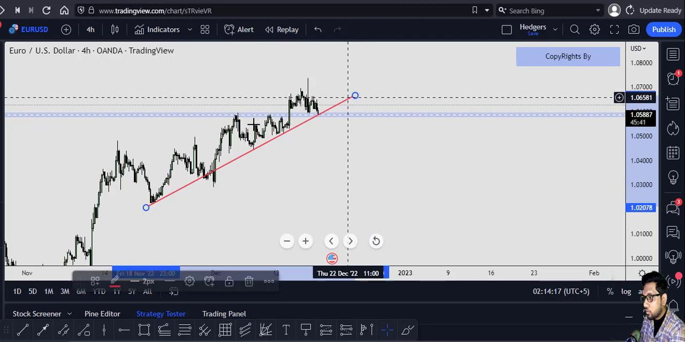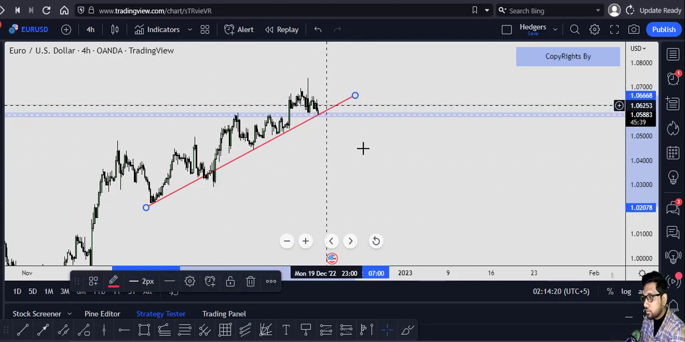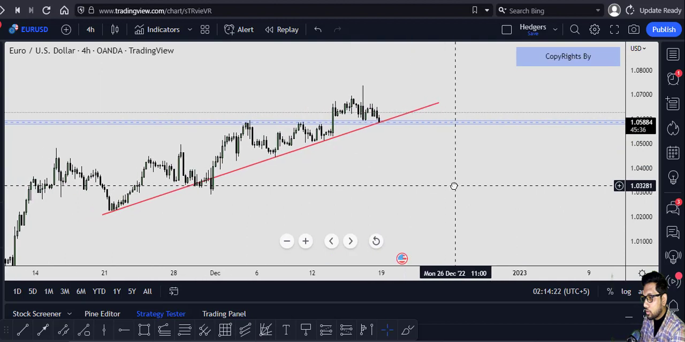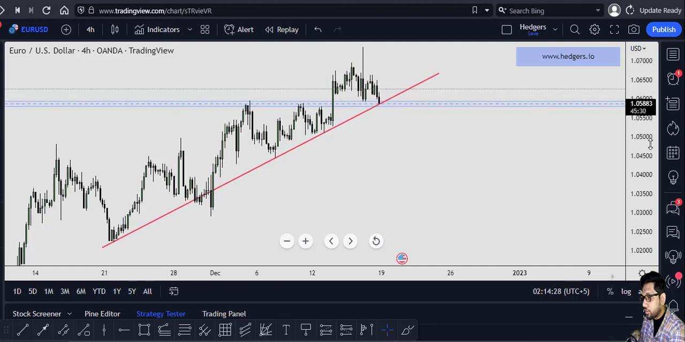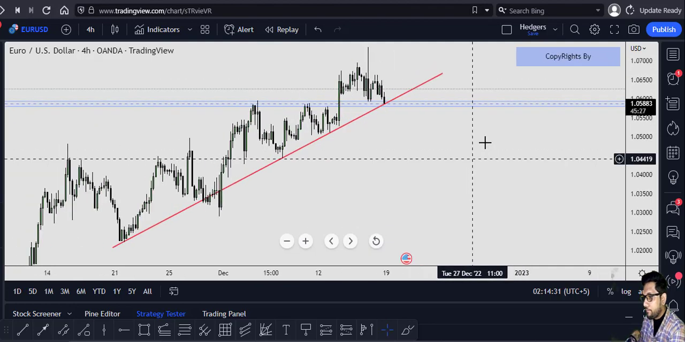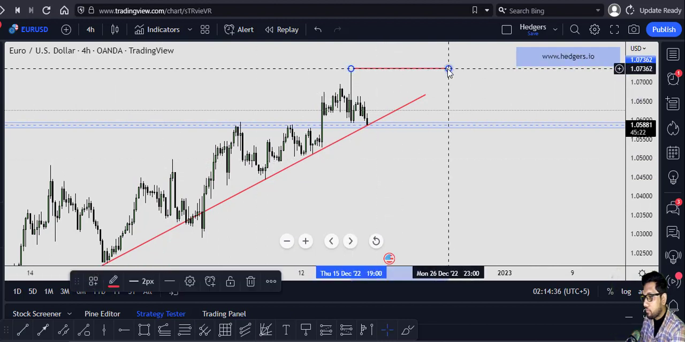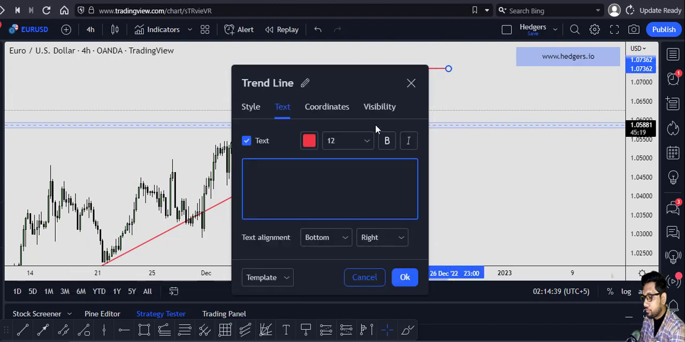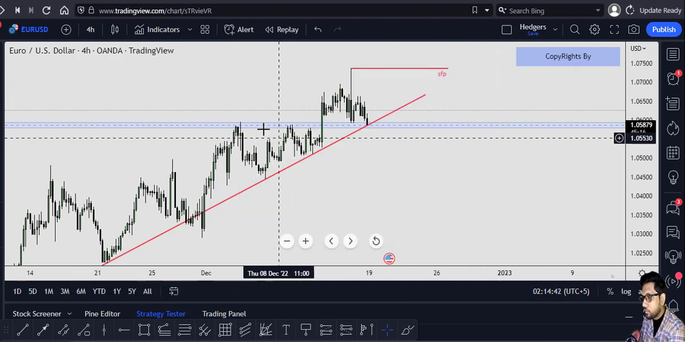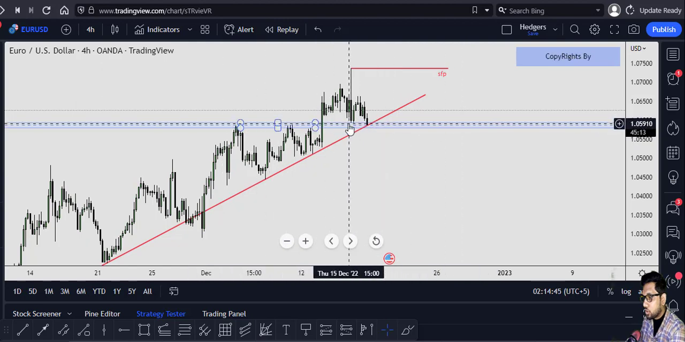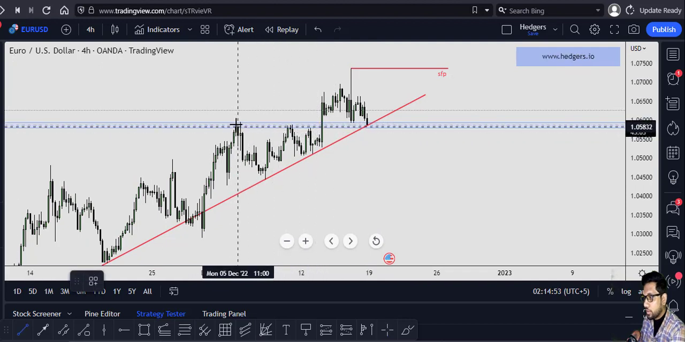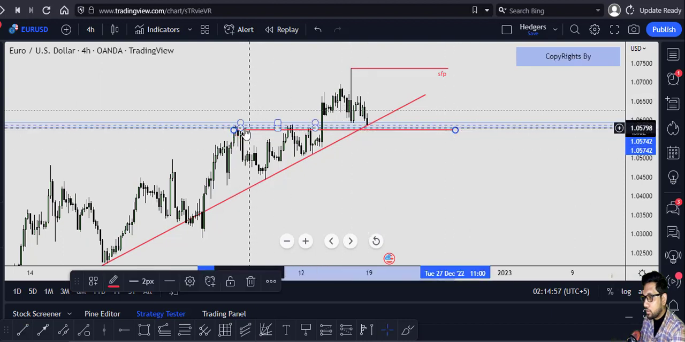If I just connect all these dots, then euro is looking really bearish right now. Swing failure, SFP. Market structure. This should hold here. If not, then this market structure shift will be invalidating at this point.